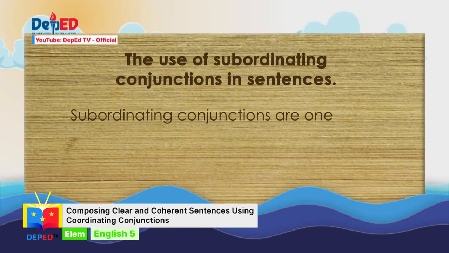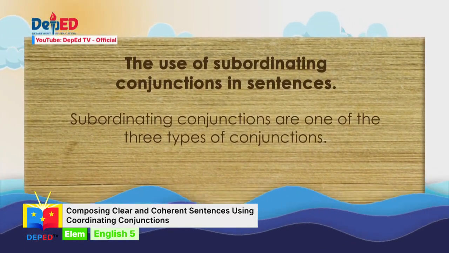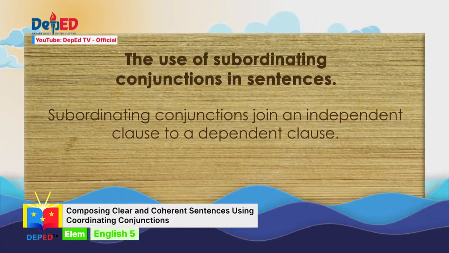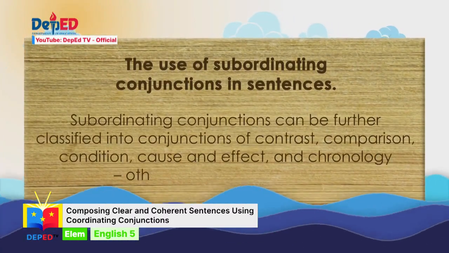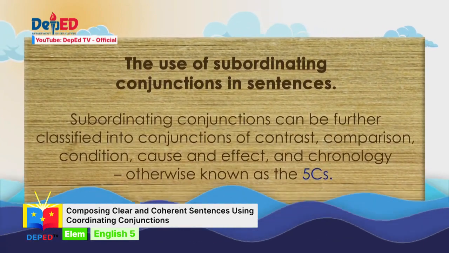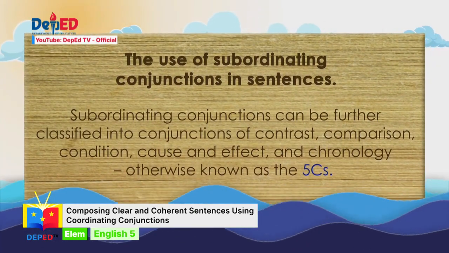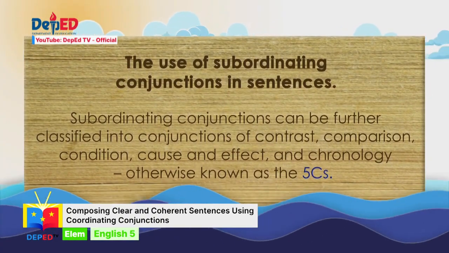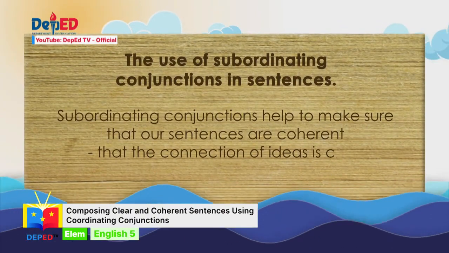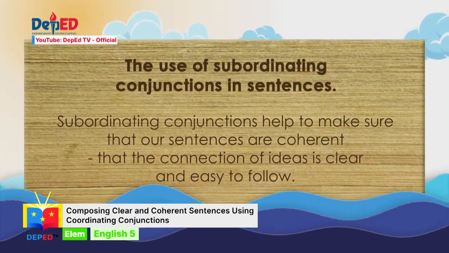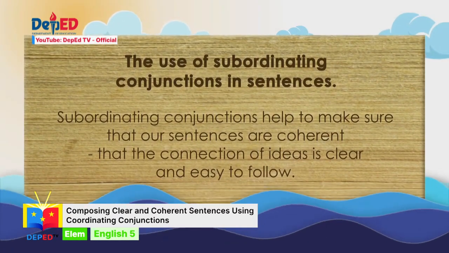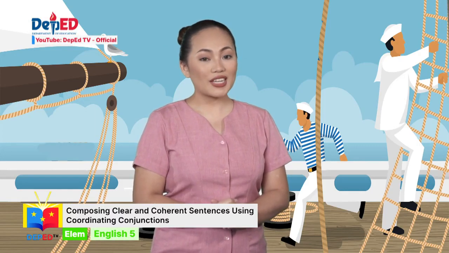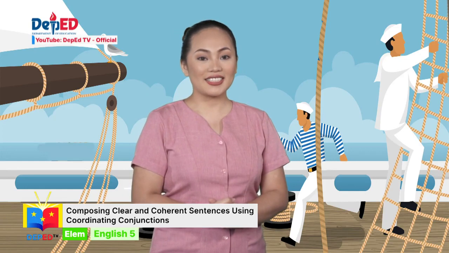We now know that subordinating conjunctions are one of the three types of conjunctions. Subordinating conjunctions join an independent clause to a dependent clause. Subordinating conjunctions can be further classified into conjunctions of contrast, comparison, condition, cause and effect, and chronology, otherwise known as the 5 C's. Subordinating conjunctions help to make sure that our sentences are coherent, that the connection of ideas is clear and easy to follow. Understanding subordinating conjunctions is important so that we can use them appropriately in our sentences.